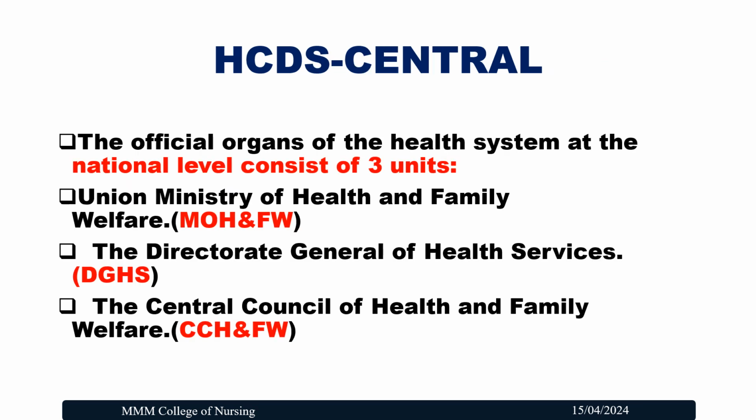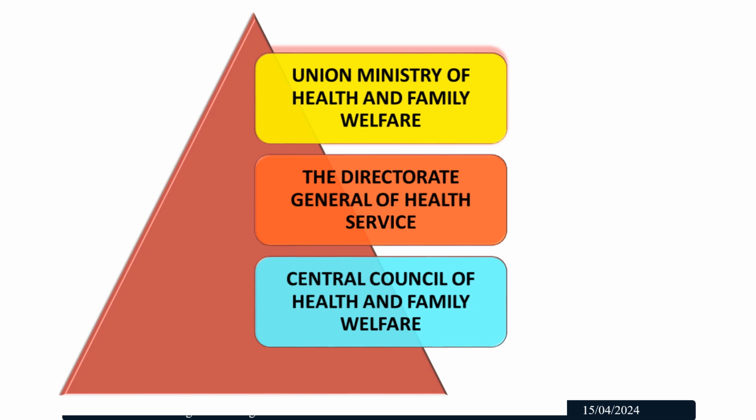At the central level, we have three main departments, that is MOH and FW, the Union Ministry of Health and Family Welfare, DGHS, the Directorate General of Health Services, and CCH and FW, the Central Council of Health and Family Welfare. These are the three main offices which come under the central administration of healthcare delivery. This is the ladder of three departments which come under the central level.